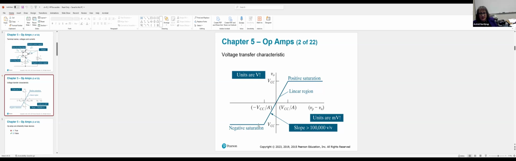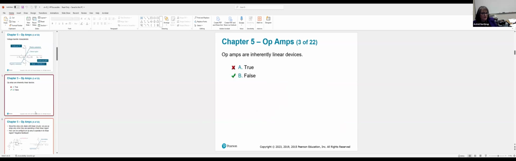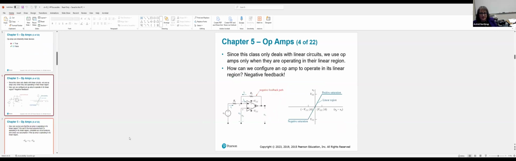The other thing is when we hit positive saturation or negative saturation, the curve really, this is excruciatingly idealized. So it's not exactly going to look like that, but suffice to say that for now, the op amp can only be ideal in the linear region of operation. So when we hit saturation, it's no longer got a chance to be ideal, and we can't analyze it using ideal methods. So then the question, op amps are inherently linear devices, true or false? False, because they are only linear when they are ideal and when we are between saturation voltages.